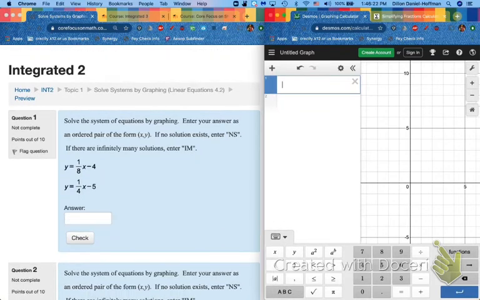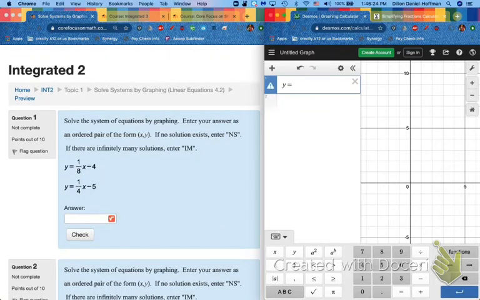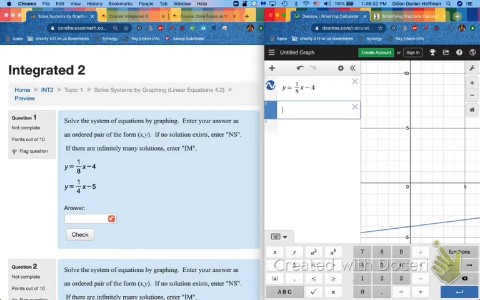So our first one says y equals, notice I'm doing this in Desmos, so you can follow along right along with me with the ones from your assignment, 1/8 x minus 4, and then y equals 1/4 x minus 5. This blue and this green graph appeared across.